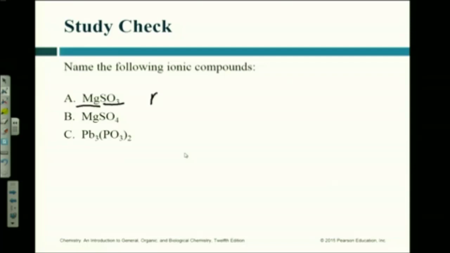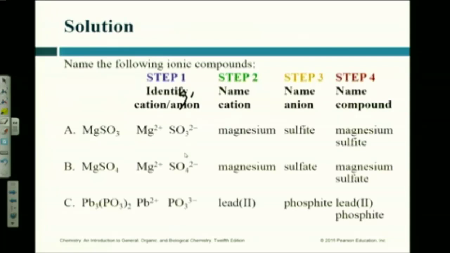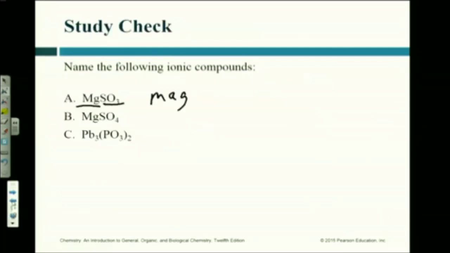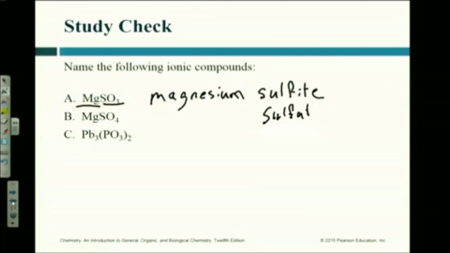All right. First element is magnesium. If you look up the other one, the SO3, it is sulfite. And the next one is magnesium, but it's sulfate. ATE is the maximal number of oxygens, and ITE means it's one less, right? So this is sulfate, this is sulfite. Now what's different about this one?